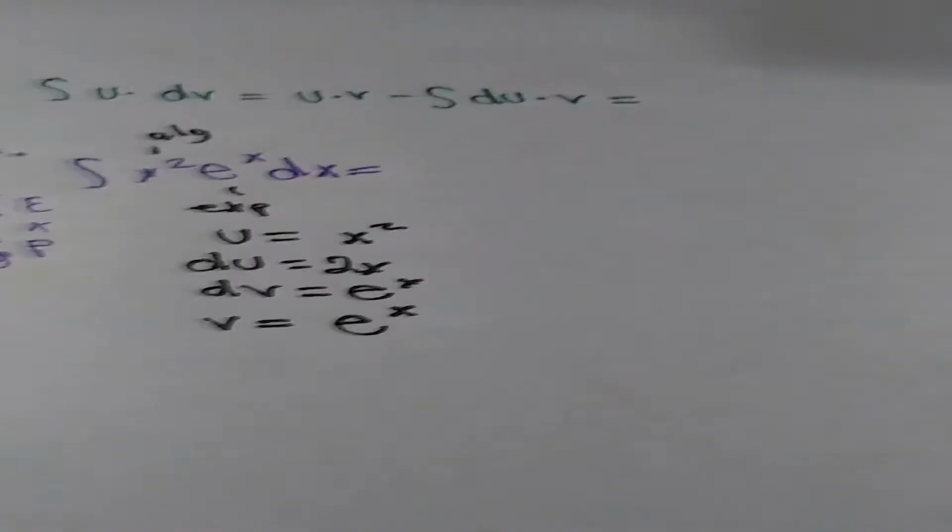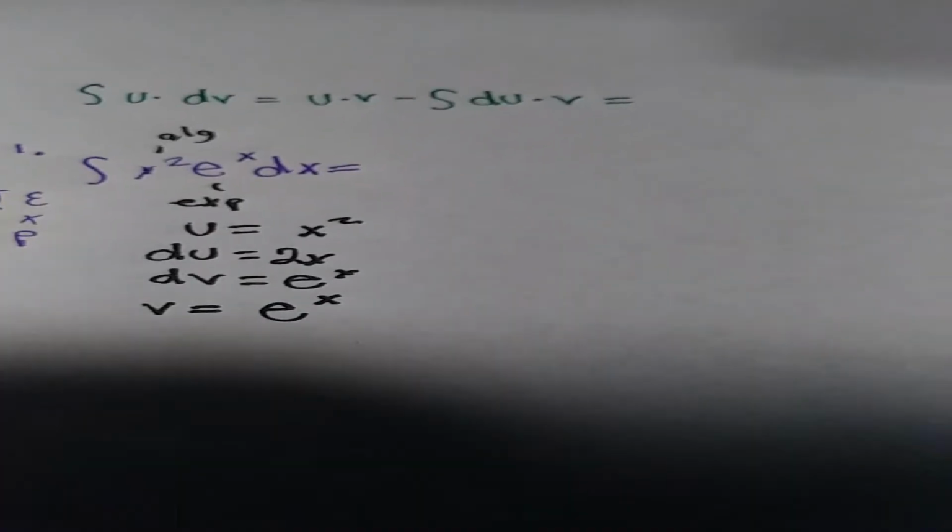So we're going to go ahead and set this up over here. uv is going to be x squared times e to the x minus the integral of v du, which is 2x times e to the x dx.